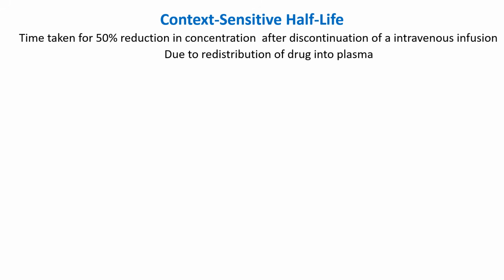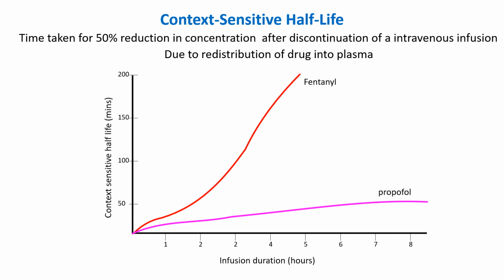Unlike the standard elimination half-life, the context-sensitive half-life varies with duration of infusion. For many drugs, longer infusion relates to longer context-sensitive half-life. For example, fentanyl has a context-sensitive half-life that varies with the duration of infusion.